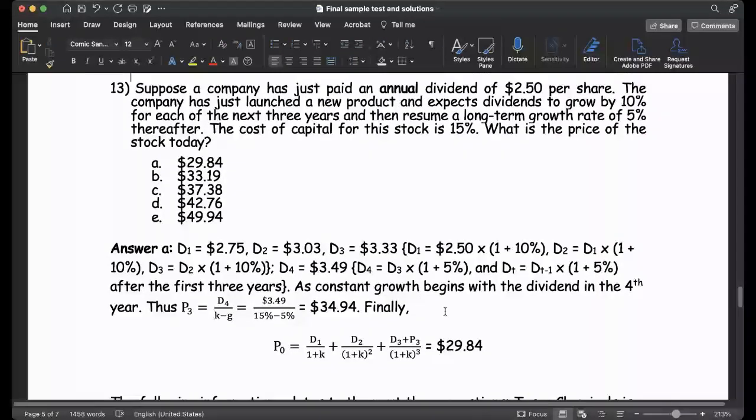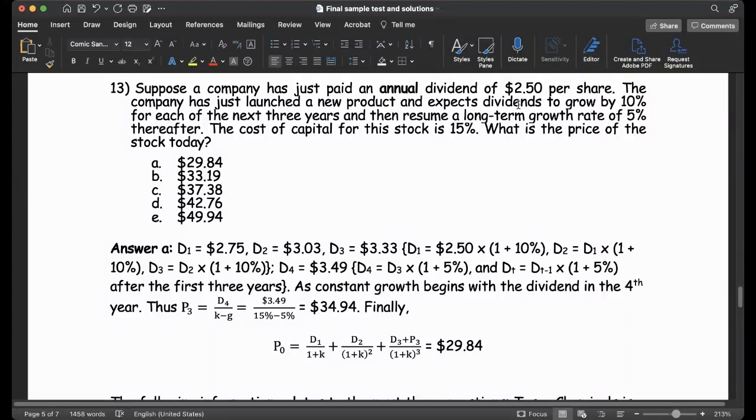Question 13. Suppose a company has just paid an annual dividend of 2.5 per share. The company has just launched a new product and expects dividends to grow by 10% for each of the next 3 years and then resume a long-term growth rate of 5% thereafter. The cost of capital for this stock is 15%. What is the price of the stock today?